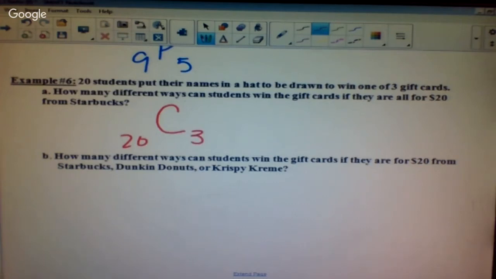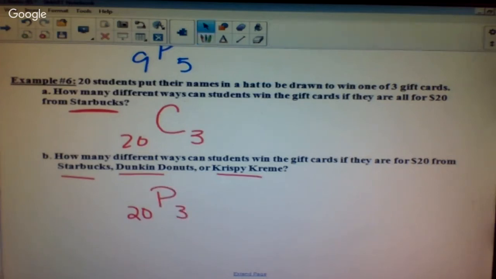B, how many different ways can students win the gift cards if they choose 20 from Starbucks, Dunkin' Donuts, or Krispy Kreme? See, that's that P right there. This one is the P. Everybody was getting the same thing in A. Everybody's getting the same amount, but for a different place in B. So that's what changes this to a permutation instead of a combination.